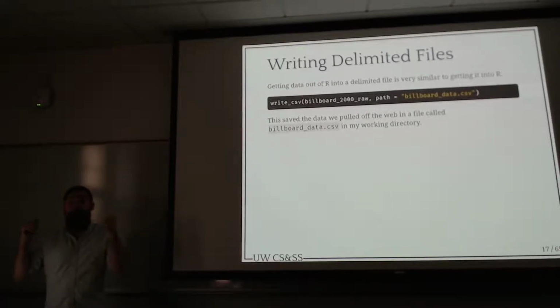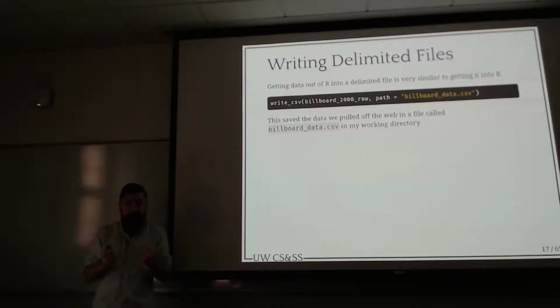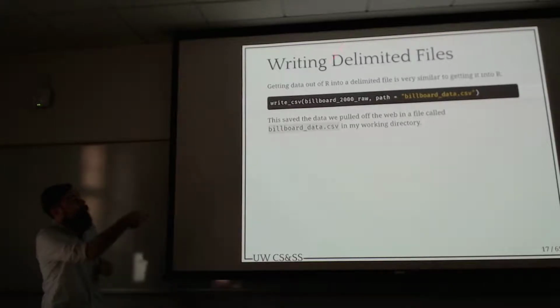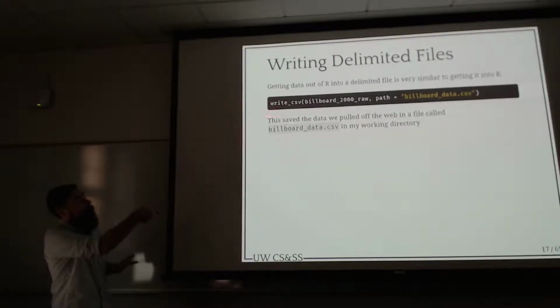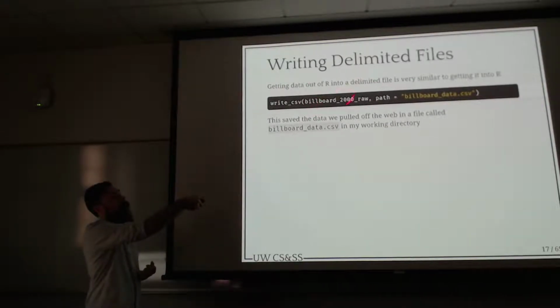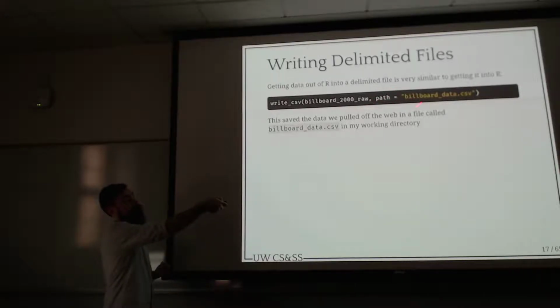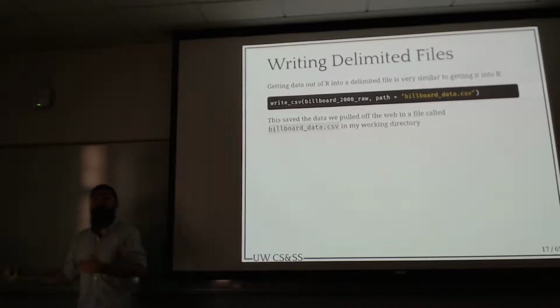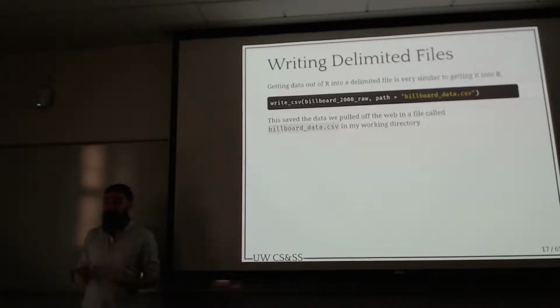If you can open raw text, ASCII text, one of the oldest computer formats in existence, you can read a CSV file. It's good for storing stuff. Anyway, if you want to save them, write_csv will write whatever R object you give it to a given path. So in this case, I say billboard_data.csv. That will write a data file, a CSV file, with all the Billboard data in it to my disk.